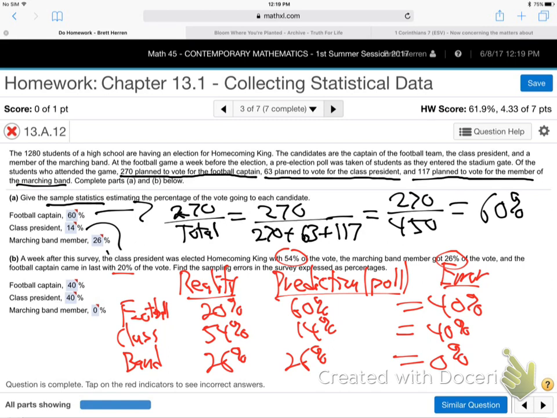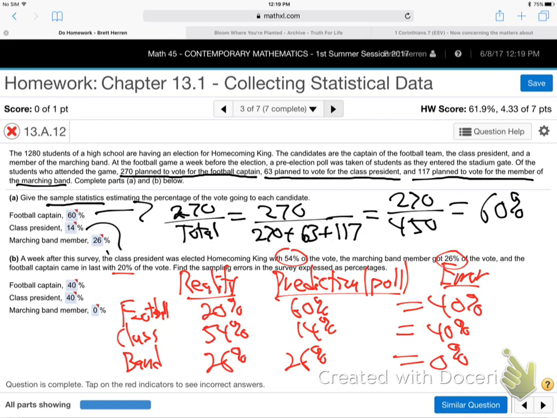Think about it. They took the poll, the survey, at the football game. Right? There's a lot of students that don't go to the football game. Right? They didn't get their opinion at all. They got a bunch of football fans' opinion on who they were going to vote for. Well, yeah, they like the football captain. They're into football. That's a stupid way to do a poll.